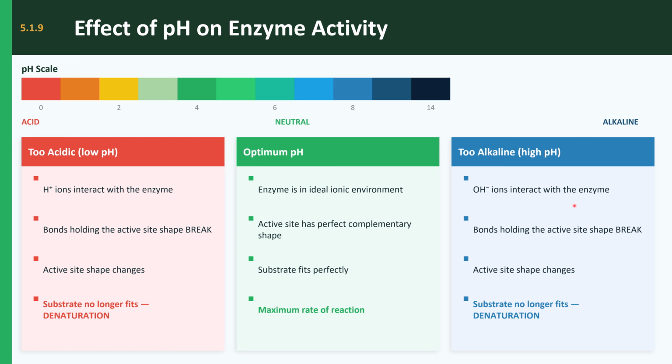OH negative ions interact with the enzyme. Bonds holding the active site shape break. Active site shape changes. Substrate no longer fits. Denaturation. The most important thing to remember here is that moving too far in either direction, too acidic or too alkaline, results in denaturation. Unlike temperature, where cold only slows things down, extreme pH levels on both ends of the scale will permanently change the enzyme's shape and stop the reaction entirely.